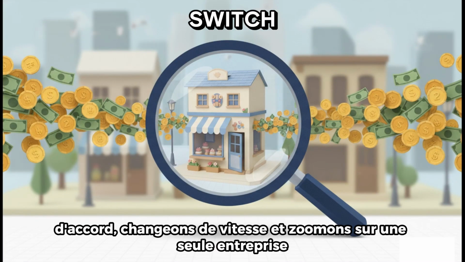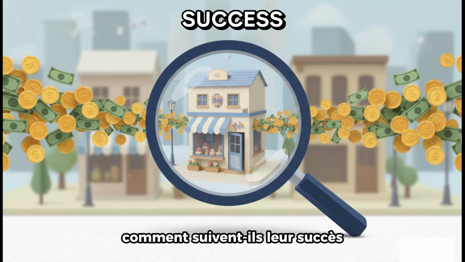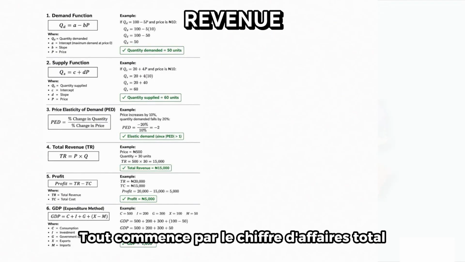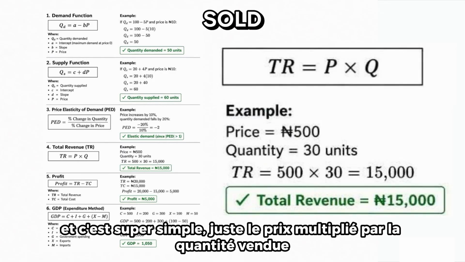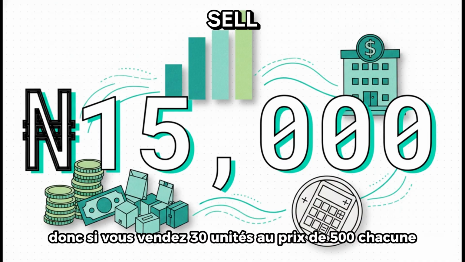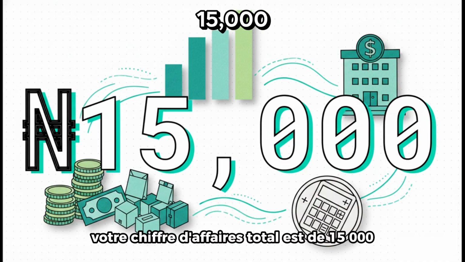All right, let's switch gears and zoom in on a single business. How do they track their success? It all starts with total revenue, and it's super simple. Just price times quantity sold. So, if you sell 30 units at a price of 500 each, your total revenue is 15,000.